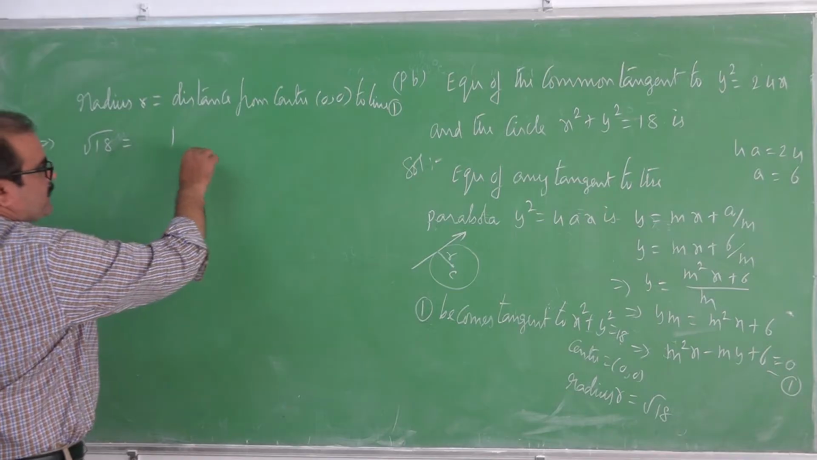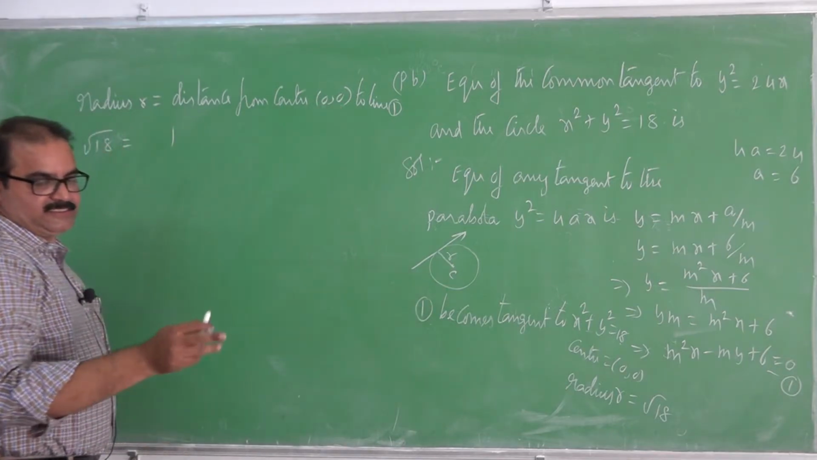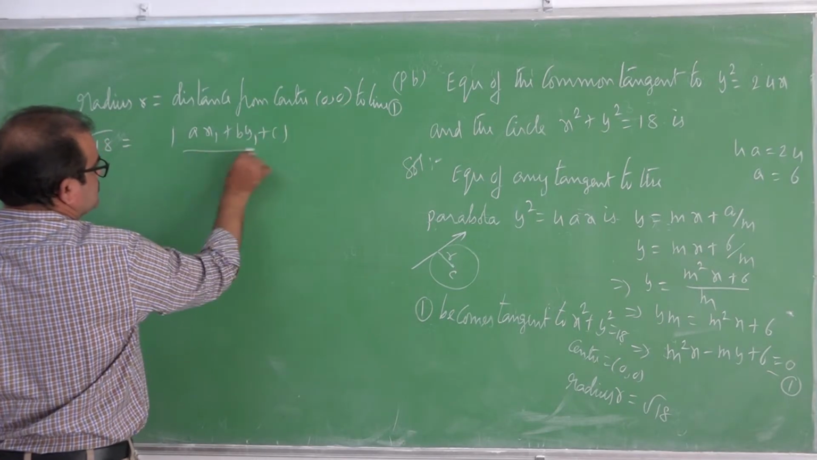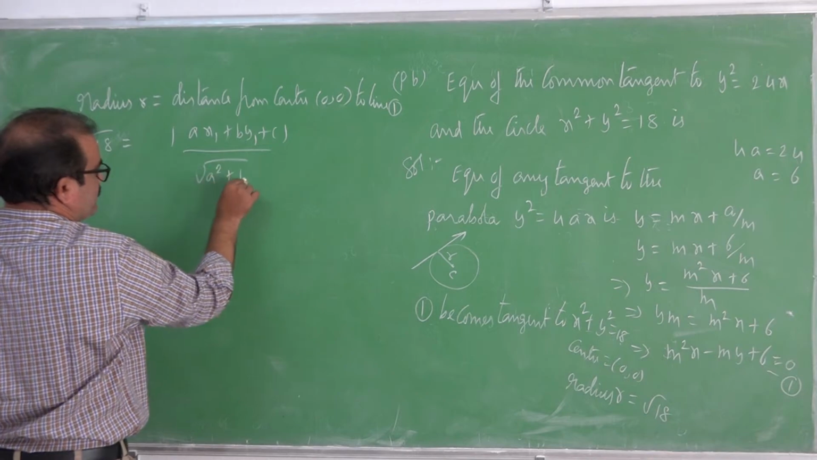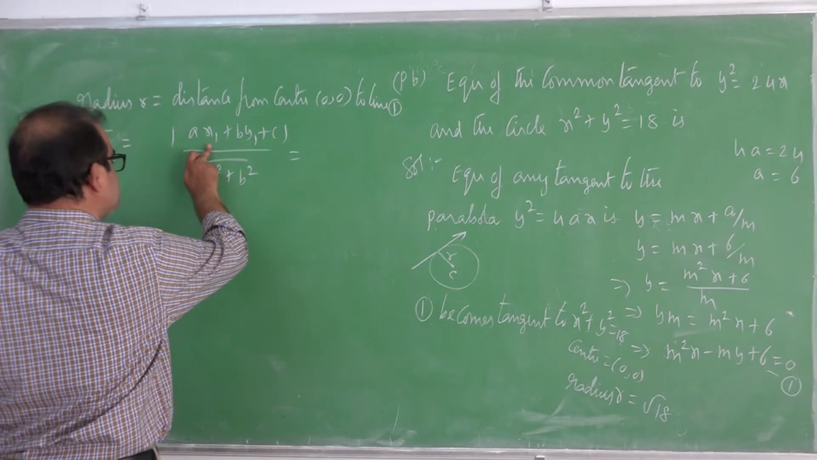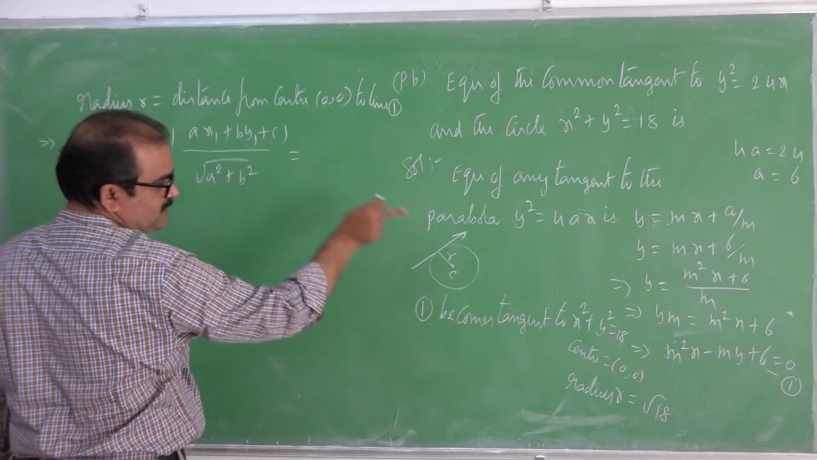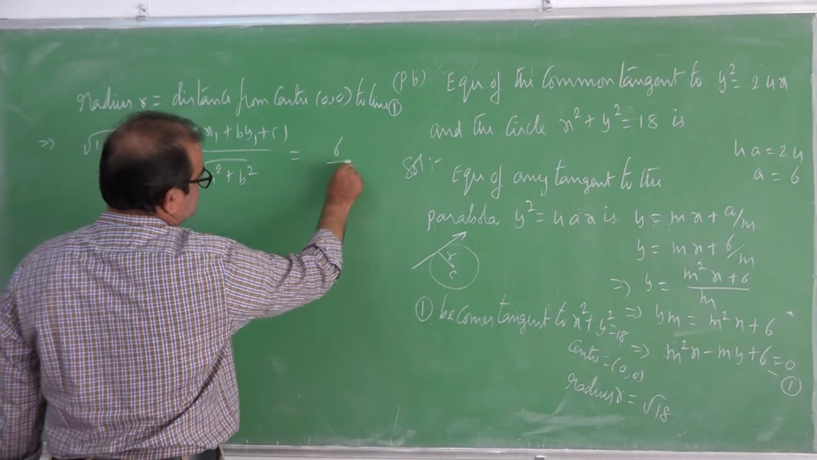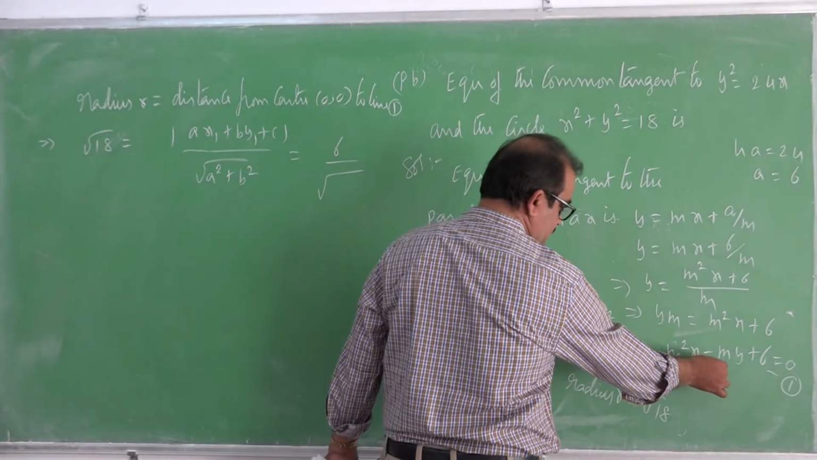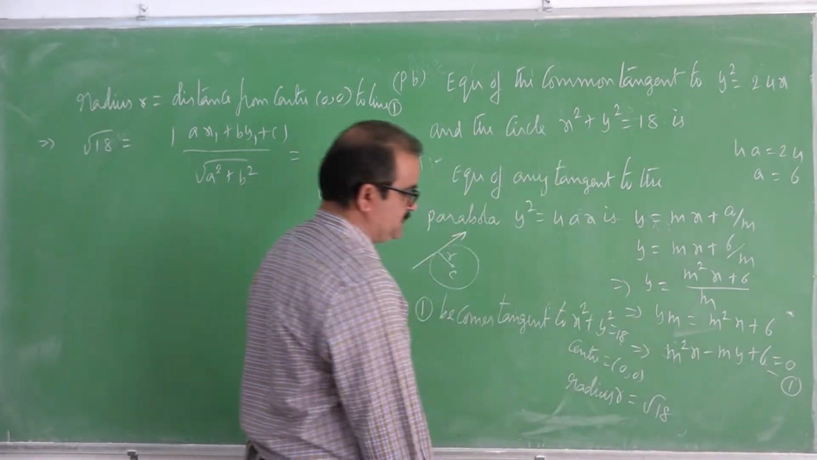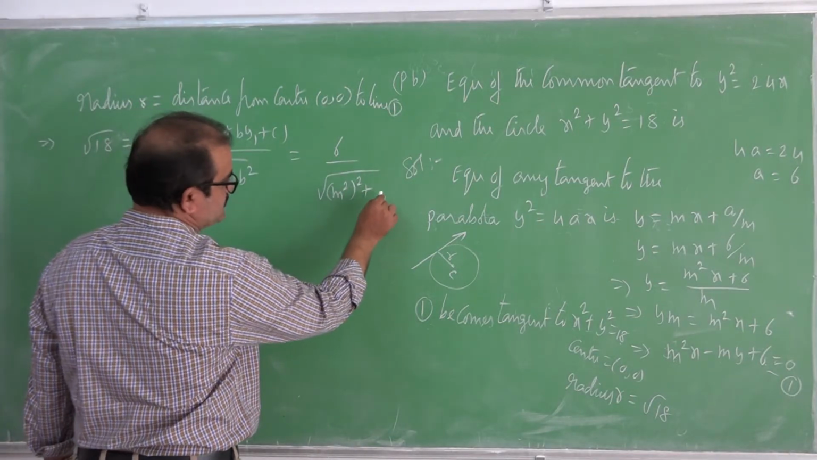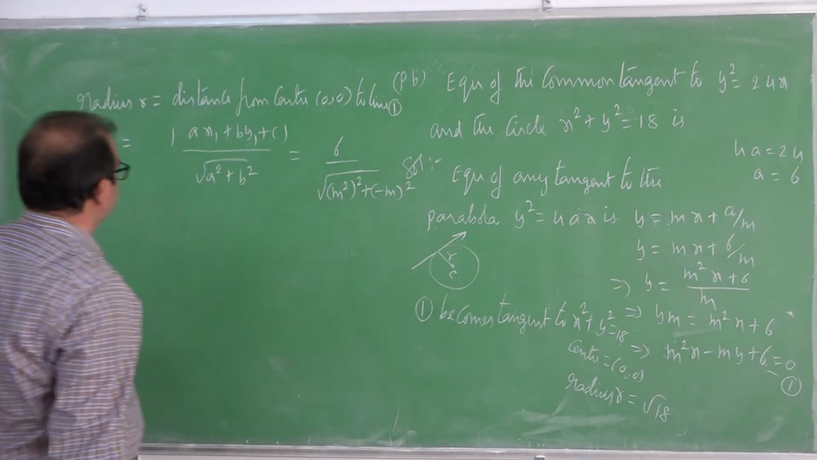Distance from any point x1 y1 to the line ax plus by plus c is (ax1 plus by1 plus c) by root of a square plus b square. Here x1 y1 is 0 comma 0, so the first term is 0, second term is 0. C, what is the constant term in that equation? 6 by root of a square. Here a is m square, b is minus m, c is 6. A square is m square whole square plus b square, minus m whole square.